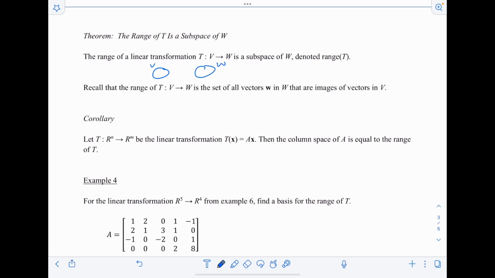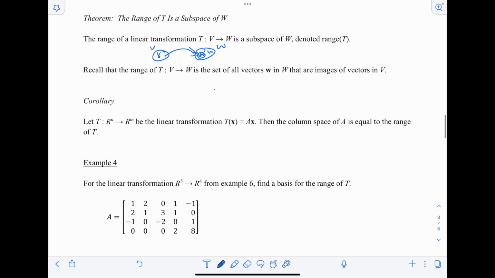So here's V, here's W, and we've got our vector V, and we're mapping that into W. Remember that V is the domain, W is the codomain, because not all of the vectors in W are images of vectors in V. So there's this subset where those vectors lie. In that subset, you have a vector W that's getting mapped to, but there are all these other vectors that may not be images at all. So in this case, the range is referring to that subspace within W, okay?